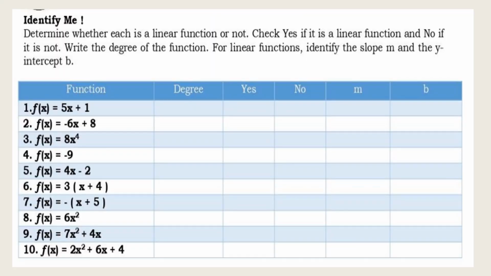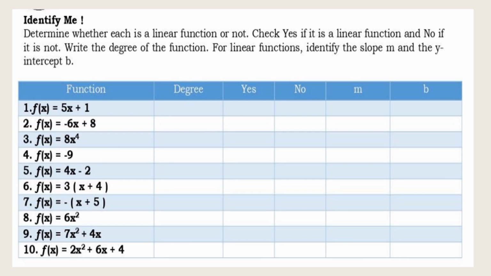Alright, before we go on, we're going to determine whether each is a linear function or not. Check yes if it is a linear function, and no if it is not. Write the degree of the function. For linear functions, identify the slope m and the y-intercept b.